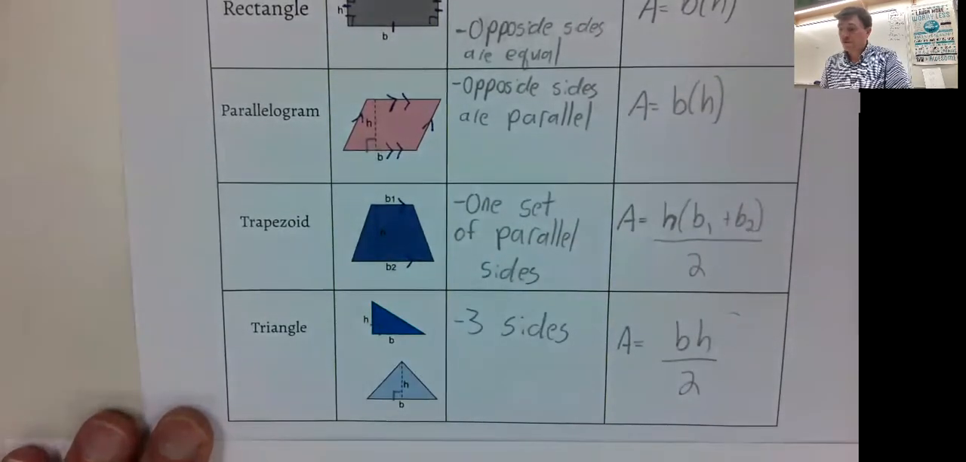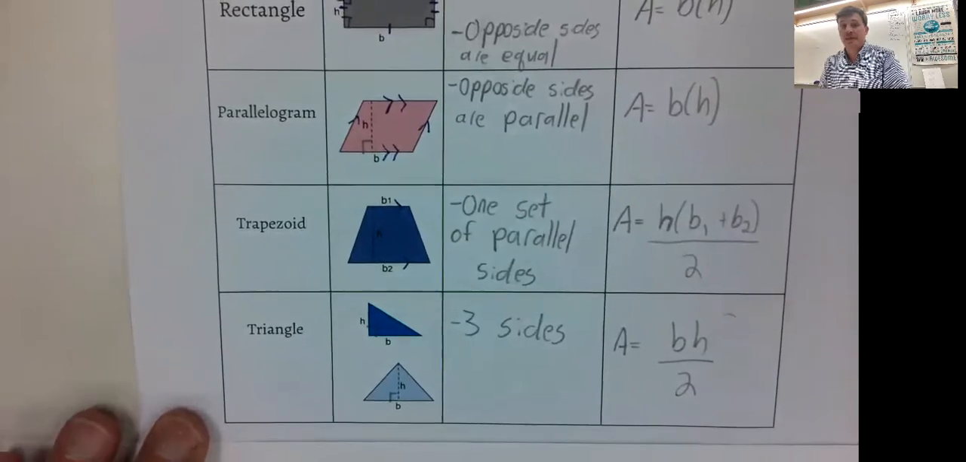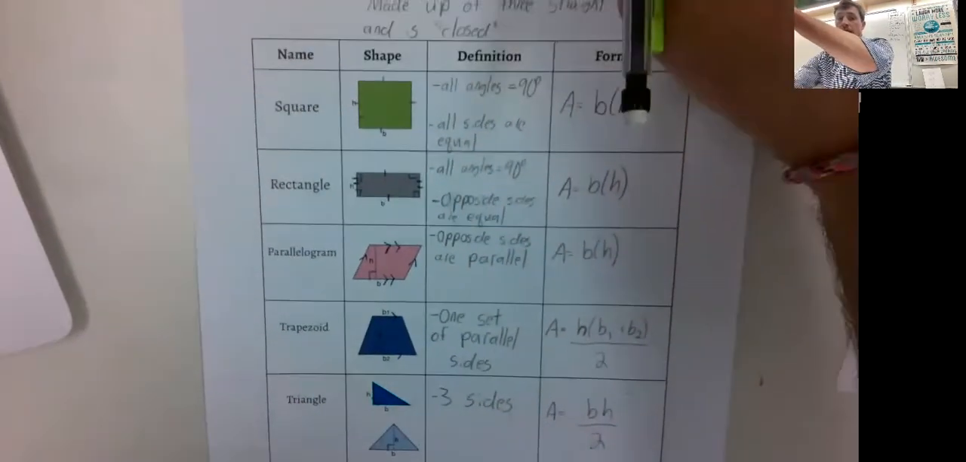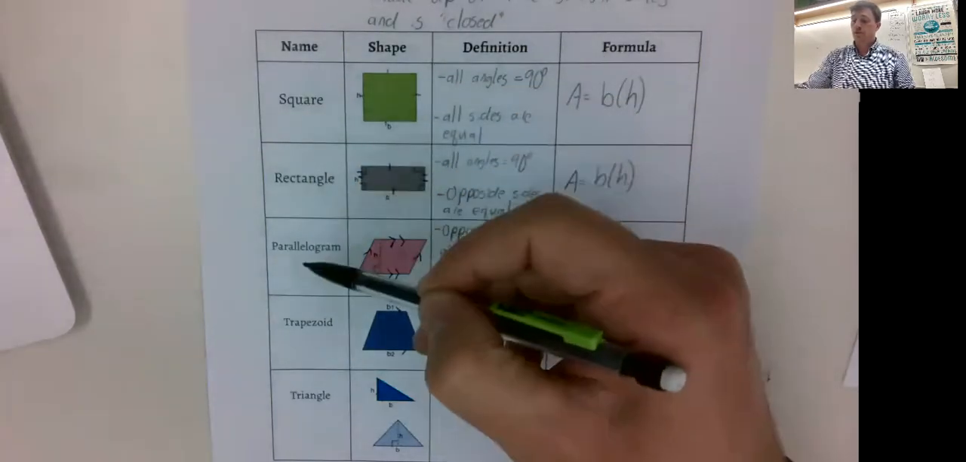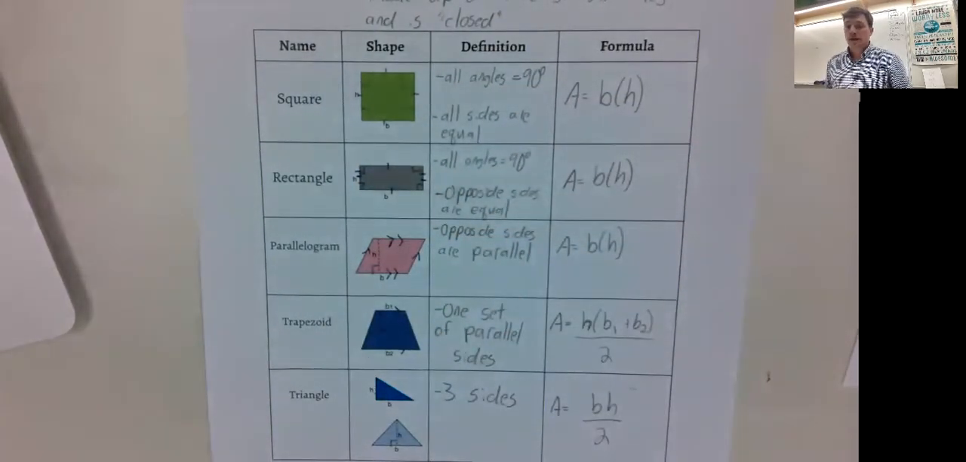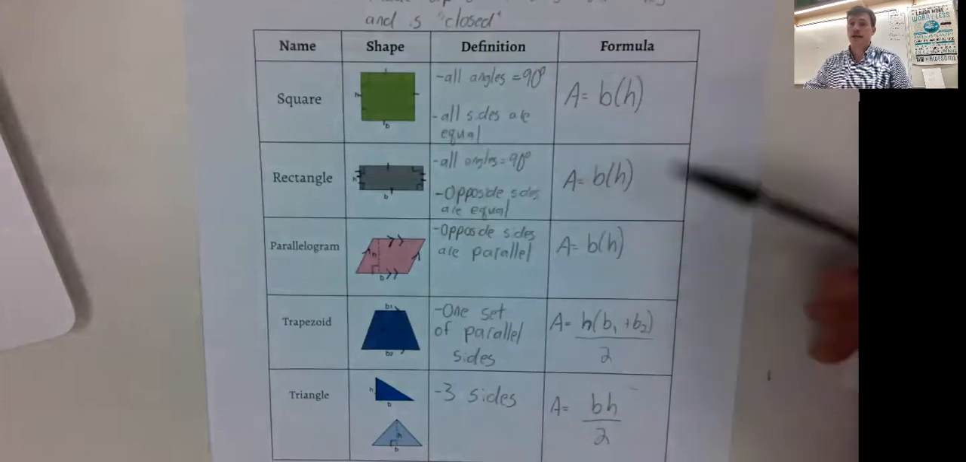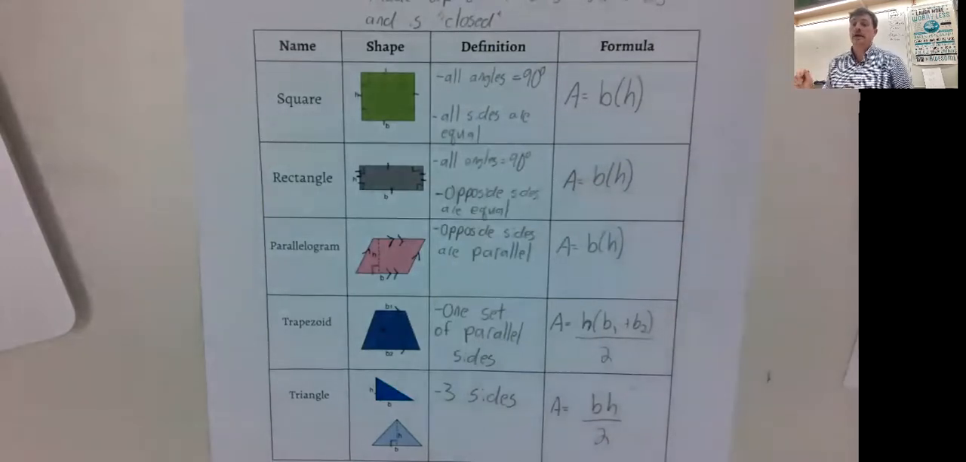Okay, so feel free to go back and get those notes down, but that is all the shapes we're going to be talking about for this unit. 1, 2, 3, 4, 5. Start getting familiar with those and start understanding what their formula looks like. Let's start looking at some area problems now.